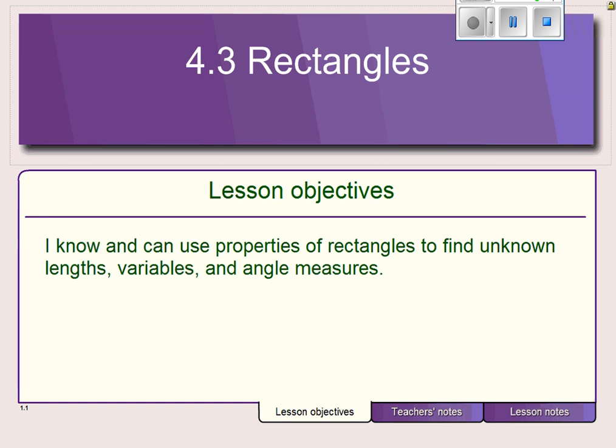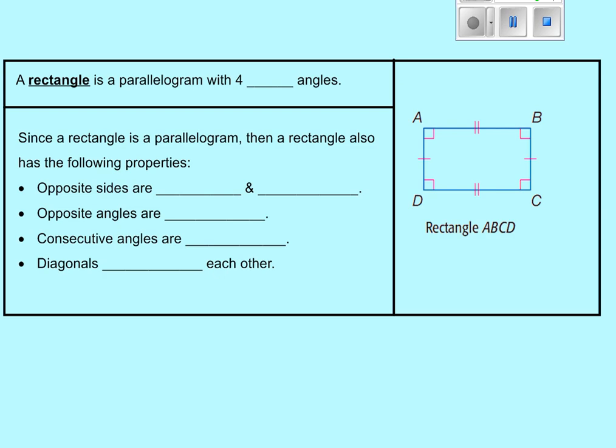Now, first and foremost, please realize that rectangles are parallelograms. So everything that was true about parallelograms is also going to be true about rectangles. So all that stuff: opposite sides congruent, opposite sides parallel, opposite angles congruent, consecutive angles supplementary, diagonals bisect. All that stuff is going to be true, but there's a couple other pieces that'll be true.